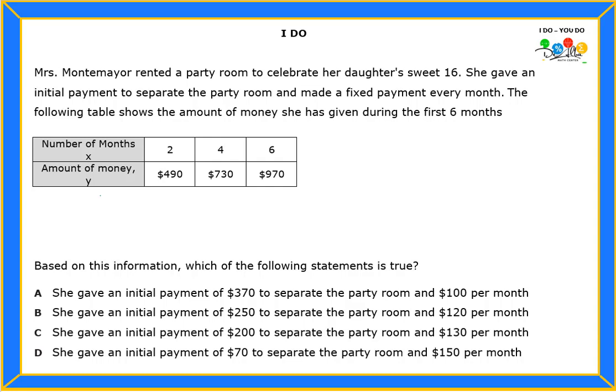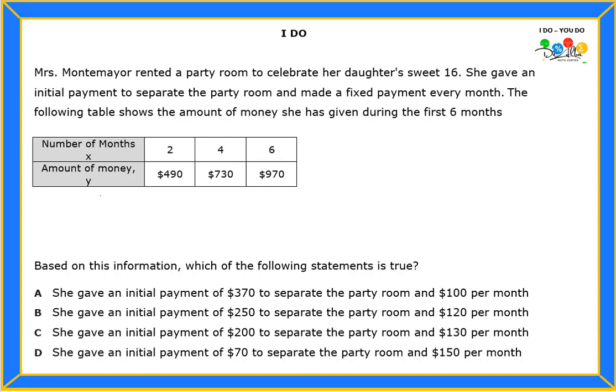And it says, Mrs. Montemayor rented a party room to celebrate her daughter's sweet 16. She gave an initial payment to separate the party room and made a fixed payment every month. The following table shows the amount of money she has given during the first 6 months. Based on this information, which of the following statements is true?